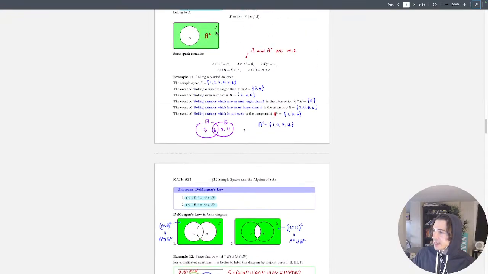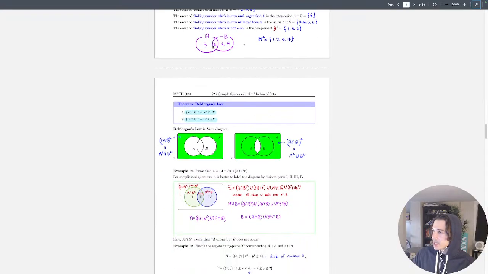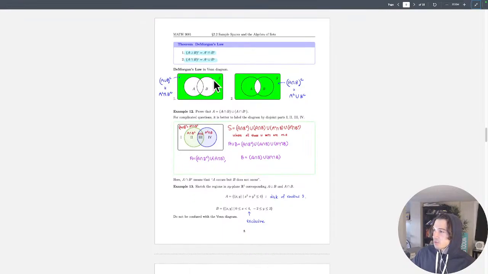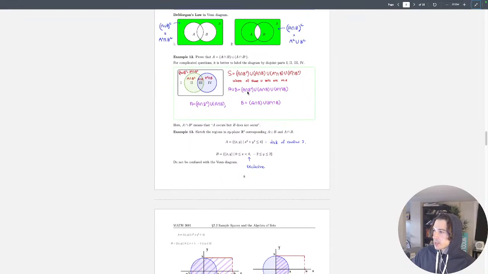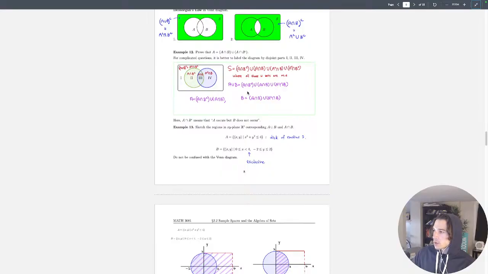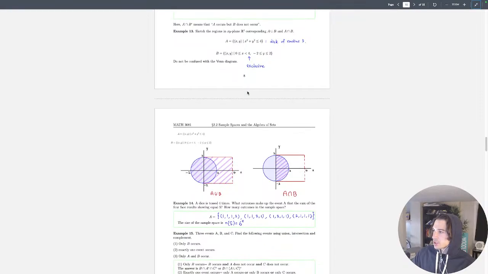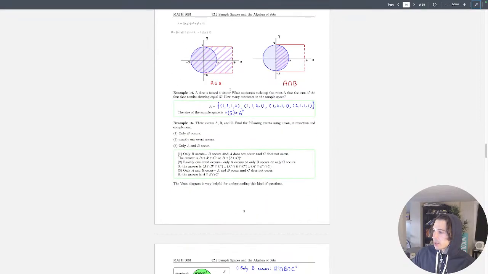Complement, everything outside of A is A's complement. De Morgan's law, A union B complement equals A complement intersect B complement. And likewise the other way, you just have to invert the union versus intersect sign. And this is De Morgan's law visualized, right? And so, okay, yeah, this is just proving some stuff.